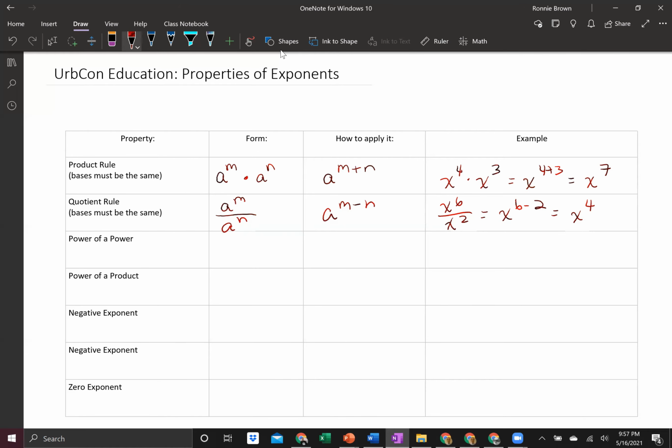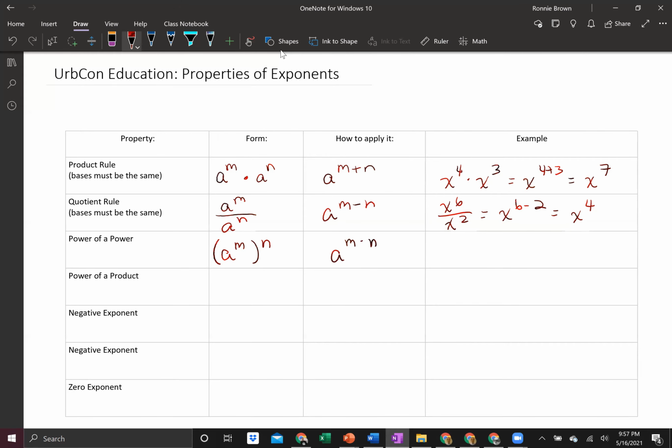And the next property of exponents, this one is called power of a power. So here we have some base raised to a power, and that entire thing is raised to another power. So how do we attack this? We go ahead and multiply that exponent on the inside times that other exponent, or the power that we're raising it to. So we multiply the m times the n.